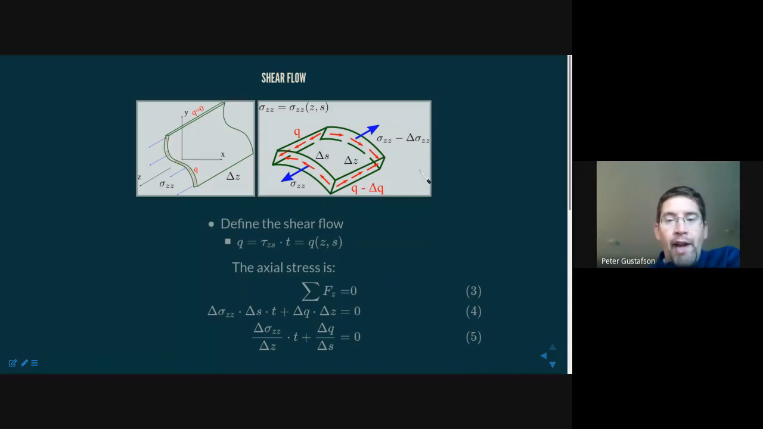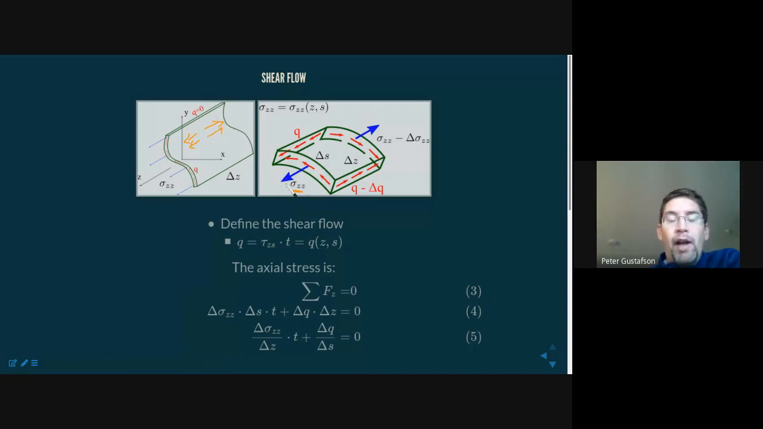So here now on the right-hand side is this element that we've defined. Again, you can see ds, dz, the thickness in completeness, and then what is present here on this element as we've made cuts is the bending stress, sigma zz. Again, that's pointing in this direction, stresses in this direction.